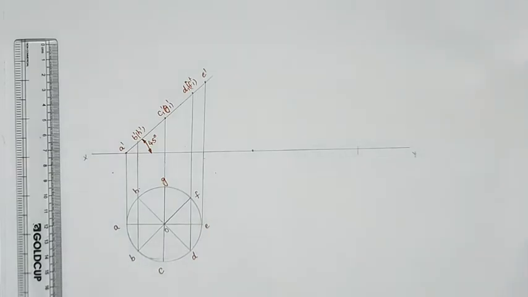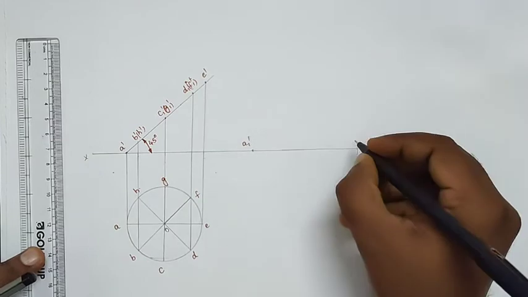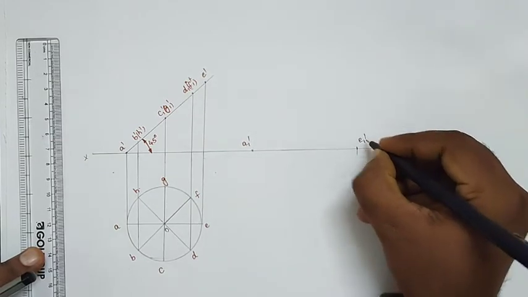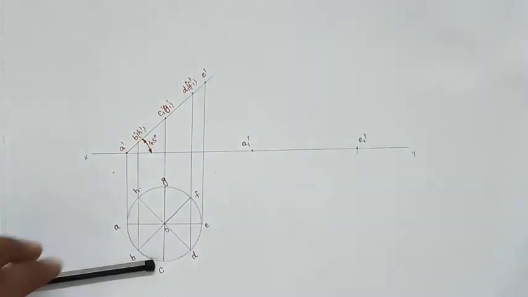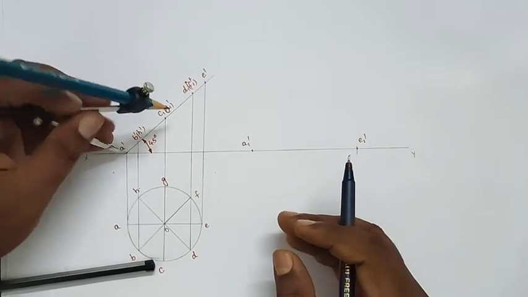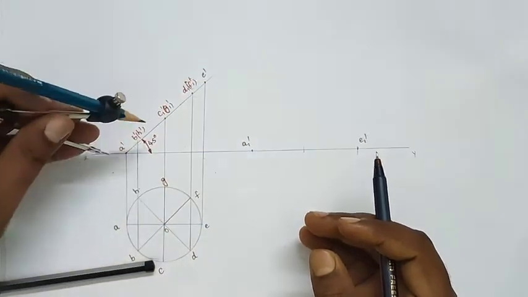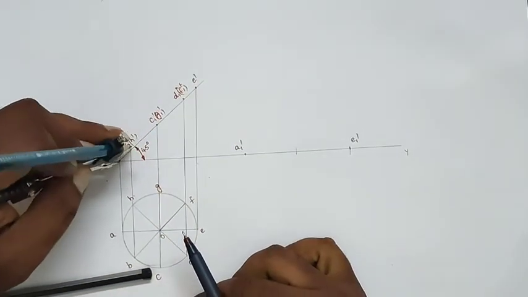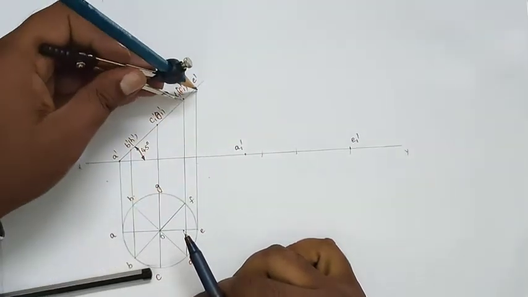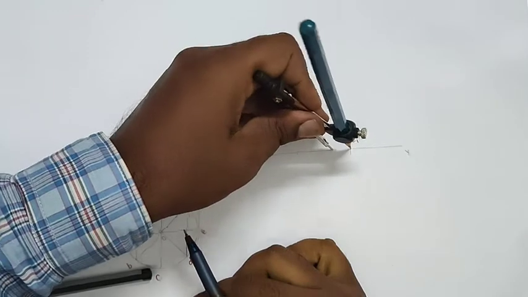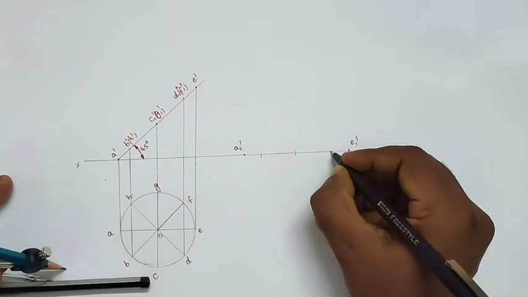So I am taking this point as A1 dash, and I am taking the last point as E1 dash. Now measuring the distance from point to point here, or by using the rounder you can also measure the distance from A dash to C dash, and you can locate it here. Similarly, measure the distance from A dash to B dash by using your protractor. Here you can locate. Similarly D dash to E dash, locate here.